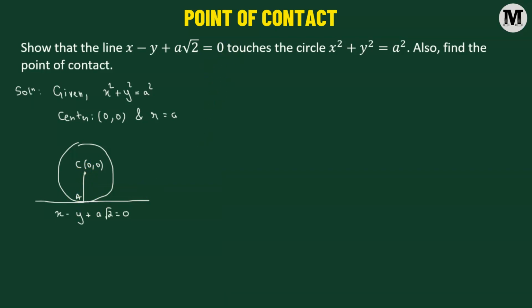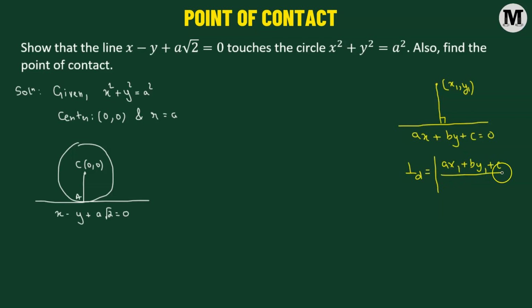We'll be using a formula here. Let's suppose that we have a point with the coordinates x1, y1, and we have another line whose equation is given by ax plus by plus c equals 0. If we drop a perpendicular from the point onto the straight line, then this perpendicular distance will be given by the absolute value of ax1 plus by1 plus c, whole divided by square root of a squared plus b squared. So we're going to use this formula to find the perpendicular distance CA.